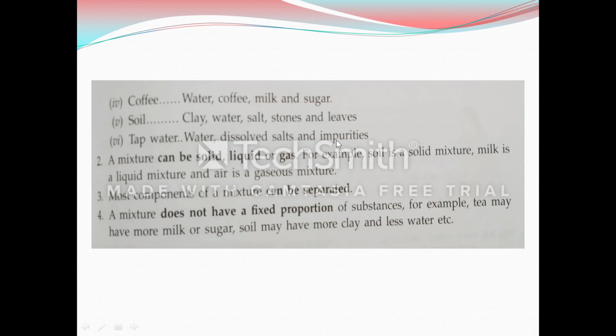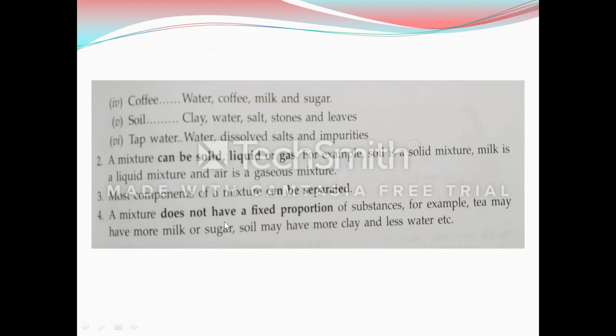Okay, so what have we studied? What is a mixture? A mixture is a combination of two or more substances. Second, a mixture can be solid, liquid or gas. For example, soil is a solid mixture, milk is a liquid mixture, air is a gaseous mixture. Next, most components of a mixture can be separated. When we prepare a mixture, again we have an option. If we want the pure substances, we can separate them through some process or other.